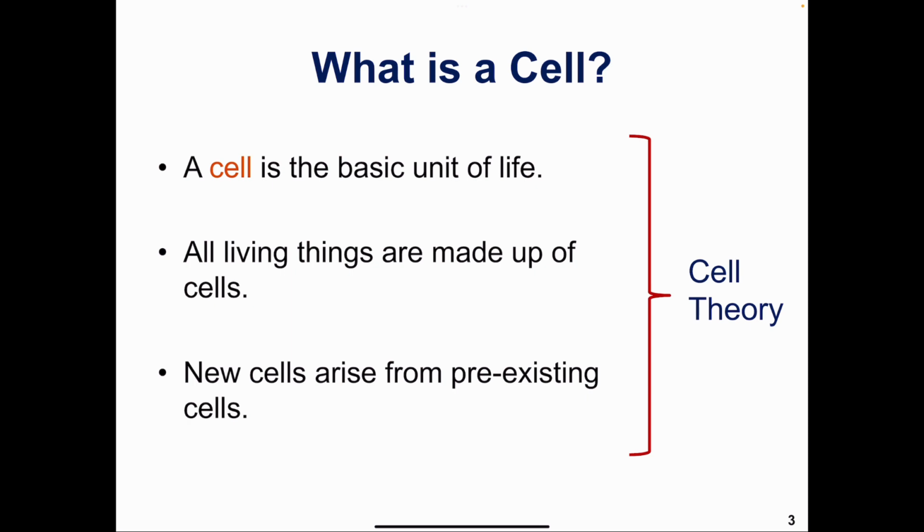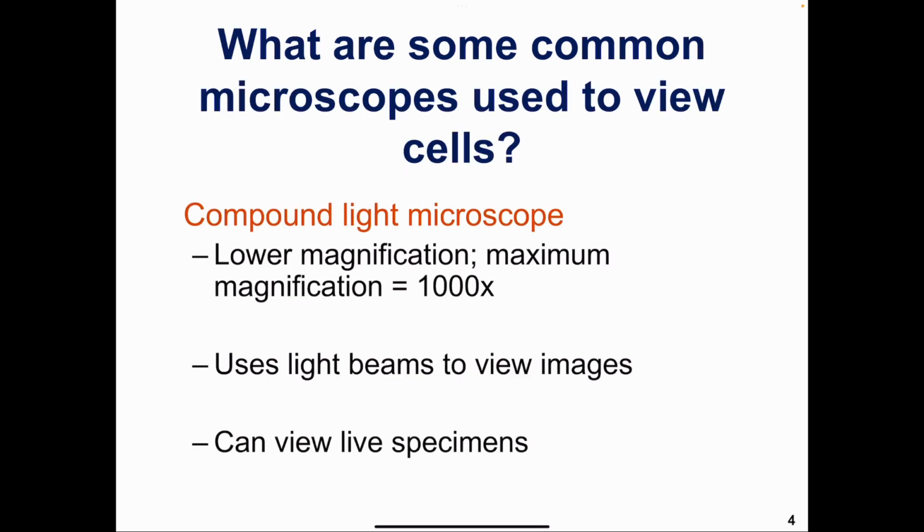These three components, that the cell is the basic unit of life, that all living things are made up of cells, and that a cell comes from a pre-existing cell, fall under what we call the cell theory. I expect you to know that. I will test you on that.